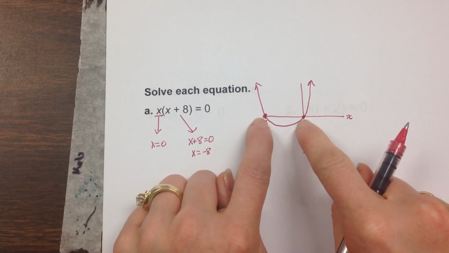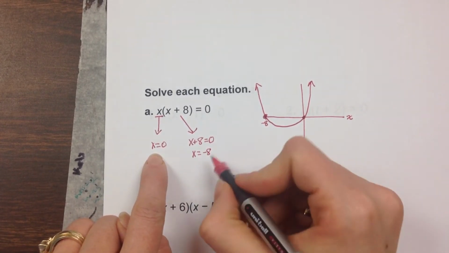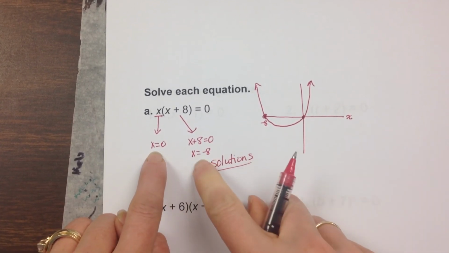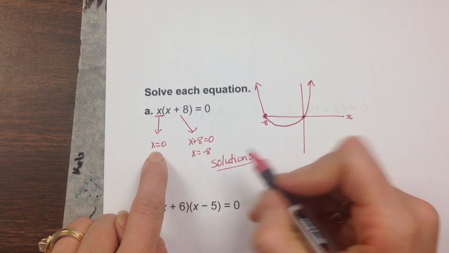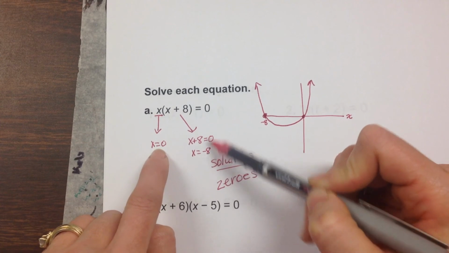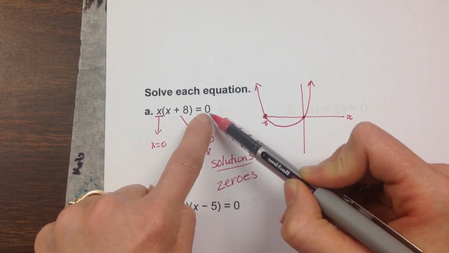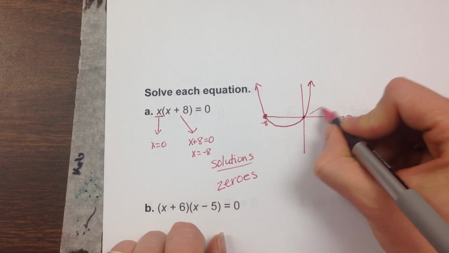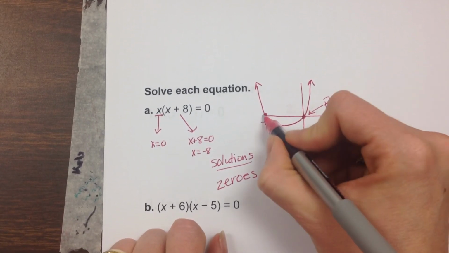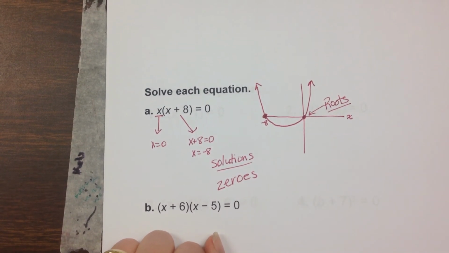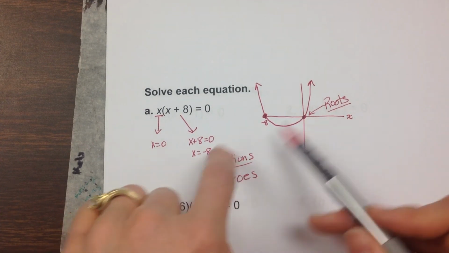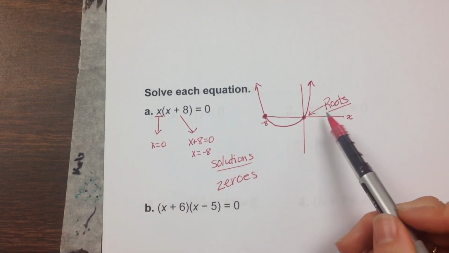So these two things can be called quite a few things. We can call them solutions because they're answers to our problem. We can call them zeros. They're called that because those are the two things that are making the equation equal 0. Or we call them roots. They're the roots of the parabola. So quite a few different ways to call them answers: solutions, zeros, or roots.